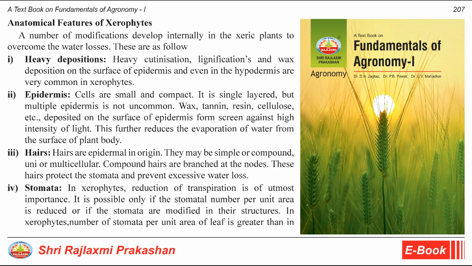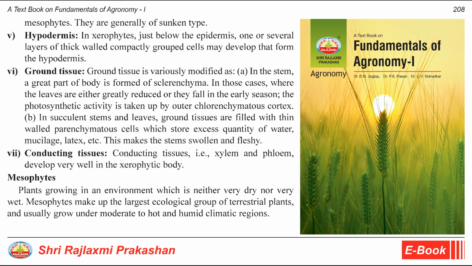Number 4: Stomata. In xerophytes, reduction of transpiration is of utmost importance. It is possible only if the stomatal number per unit area is reduced or if the stomata are modified in their structures. In xerophytes, the number of stomata per unit area of leaf is greater than in mesophytes. They are generally of sunken type. Number 5: Hypodermis. In xerophytes, just below the epidermis, one or several layers of thick-walled compactly grouped cells may develop that form the hypodermis.